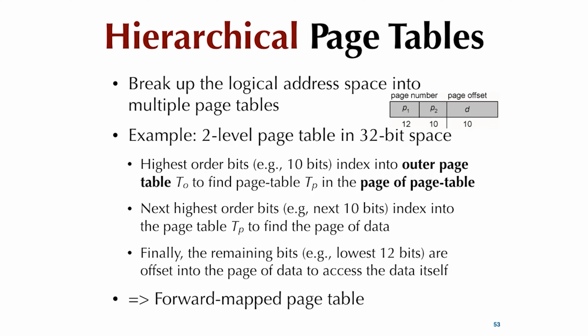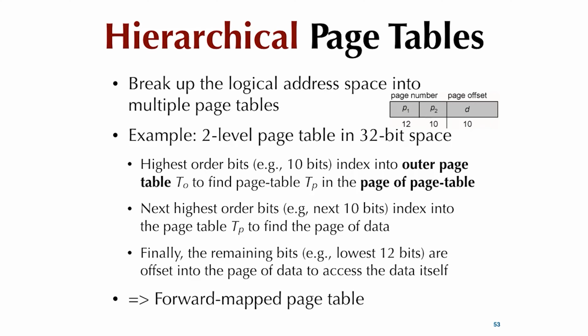Okay, so if your page is 4K and each entry is 4 bytes, then how many entries can each page have? Well, 4K divided by 4 is 1K, or 1024 entries, right? So the size of the inner page table is defined by the page size, right?